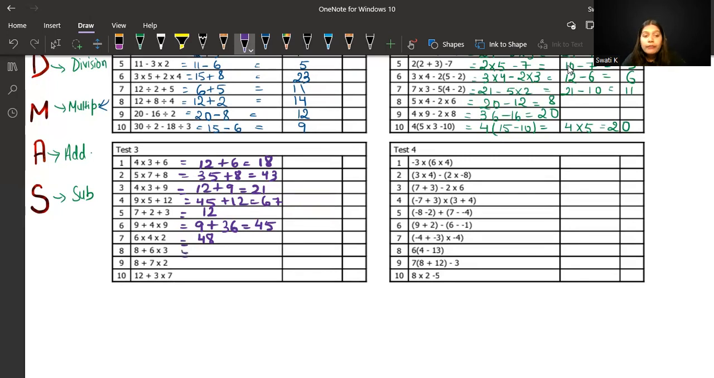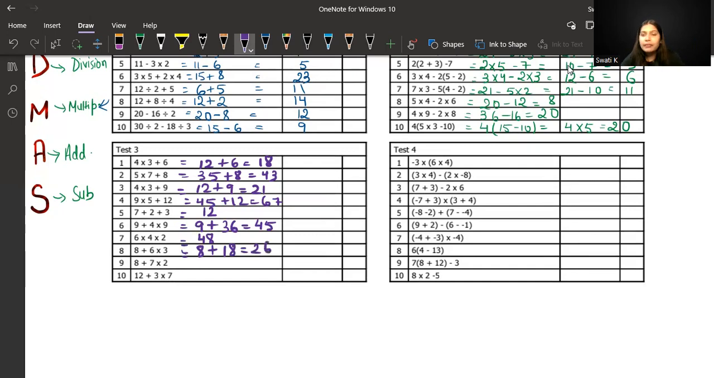Now here we have 8 plus 6 times 3. So here we have two operations, addition and another one is multiplication. So we have to do the multiplication part first, and 6 times 3 is 18. So 8 plus 18 is 26.